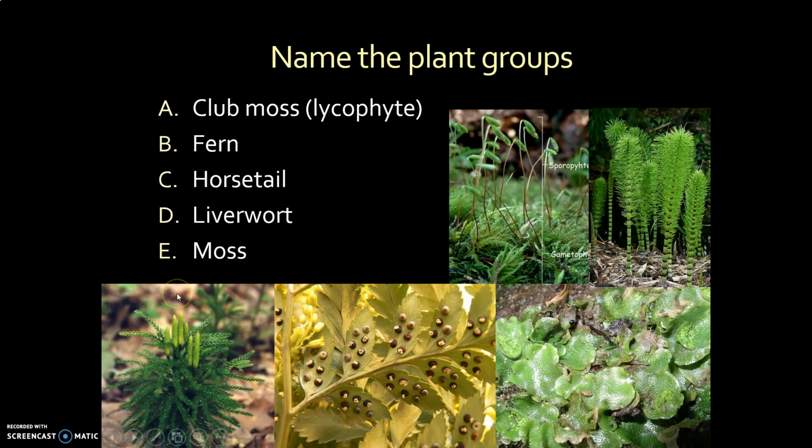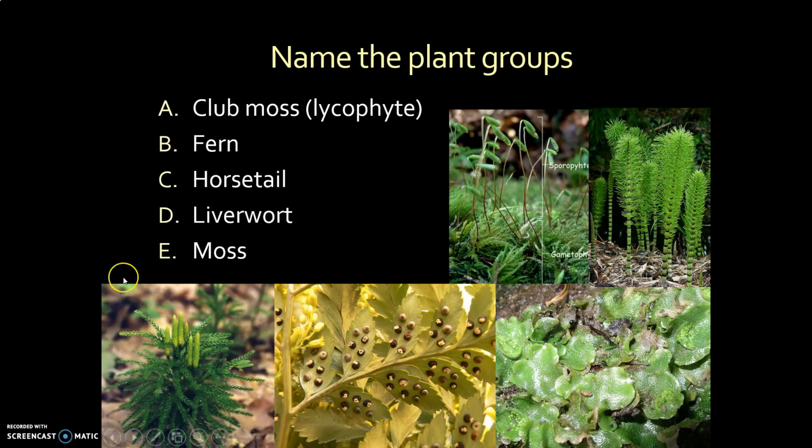Let's go through it. This one here, that's a moss. This one here, that's a horsetail. This one here, that's a liverwort. You can tell from the liver-shaped kind of body, the thallus. What about this one? You got it, that's a fern, and this one here, the club moss.